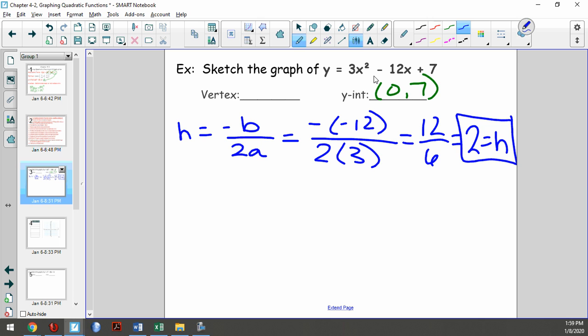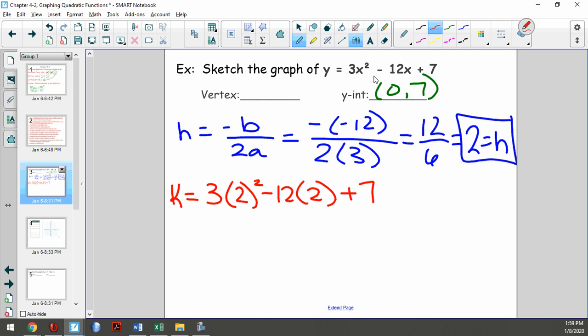Now, how do I find my k value? My k value is going to be found by simply taking the original function, and every place you see an x, you're plugging in the value 2. So 3(2) squared minus 12(2) plus 7. Okay, now, what do I want you guys to do? Yes? H equals x, right? Yes, h is your x. That's okay. You're right. Thank you.